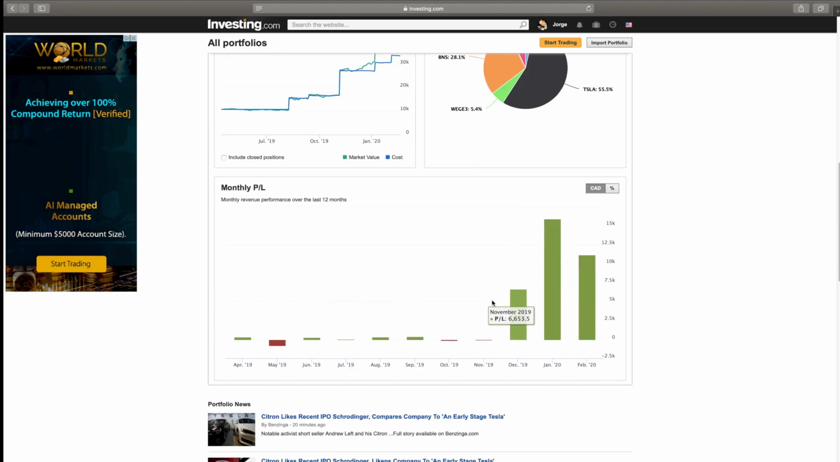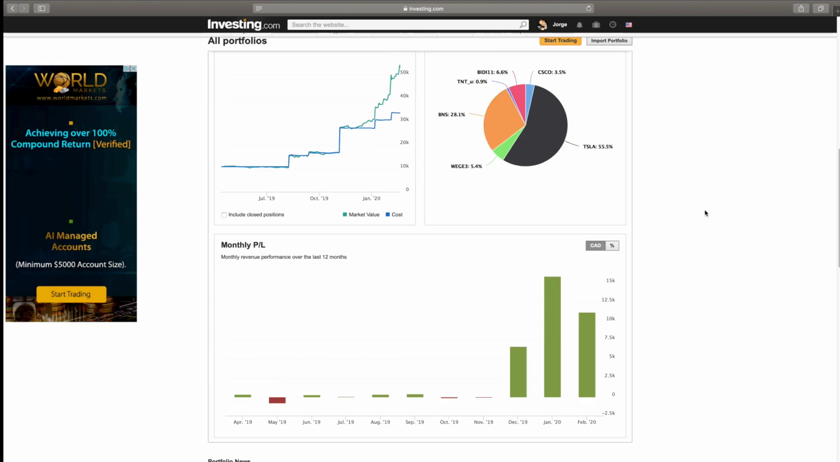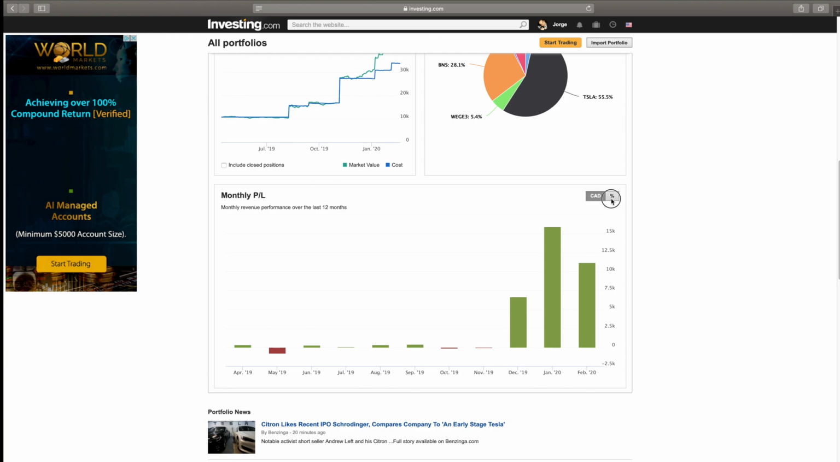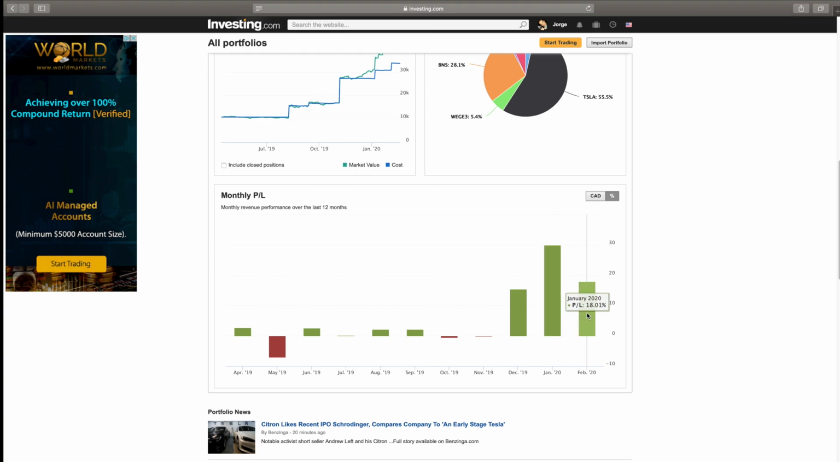And below here, you have the monthly P&L in dollars. It depends on the currency that you choose here. If you change here for another currency, it's going to apply here. Or you can see it in percentage, which is more realistic in my point of view. So by percentage, the monthly P&L, profit and loss for the last 12 months. And you see here in January, I have a P&L of 29.9%. In December, in January, I had 18%. Here I had a loss of 7% in April 2019.